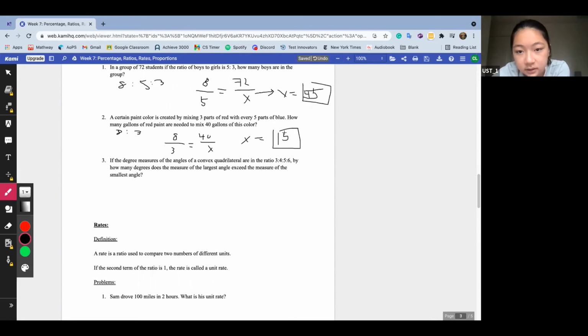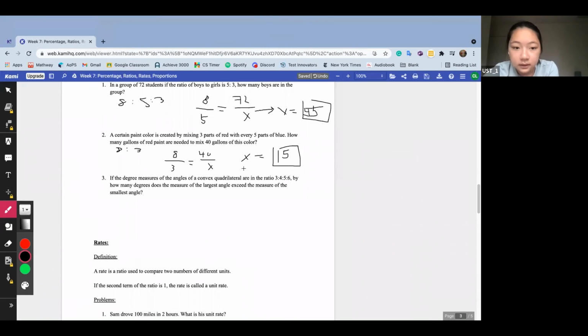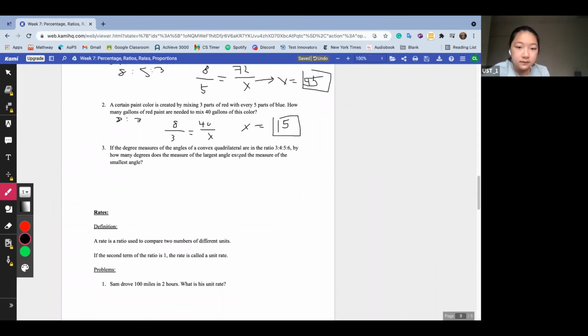Okay, this is going to be the last question. If the degree measures of the angles of a convex quadrilateral are in the ratio 3 to 4 to 5 to 6, by how many degrees does the measure of the largest angle exceed the measure of the smallest angle?